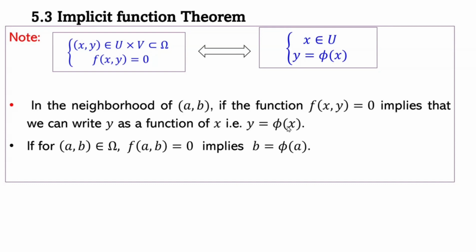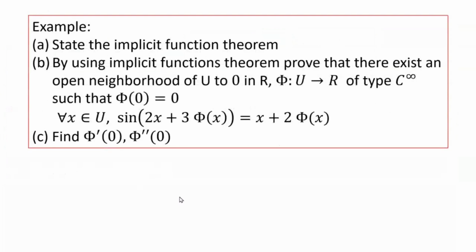Since for (a,b) belonging to omega, f(a,b) is equal to 0, this implies b is equal to phi(a). And the third point is that this notation implies, and this is very important and we are going to use it later, that for all x belonging to U, f(x, phi(x)) will always be 0. So this is about the implicit function and its interpretation. Now we are going to use it to solve some examples.